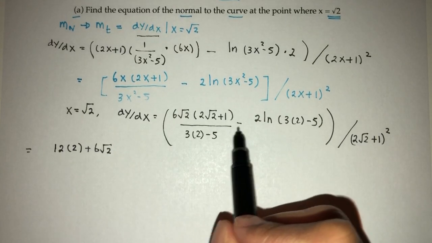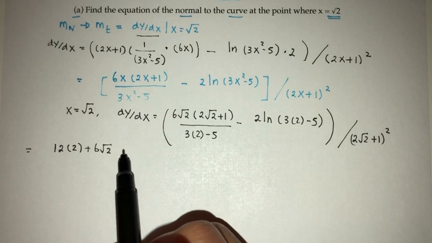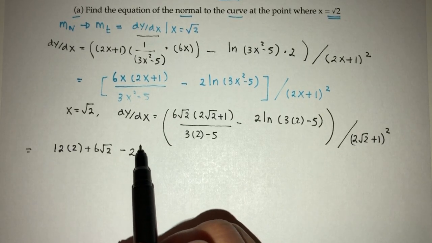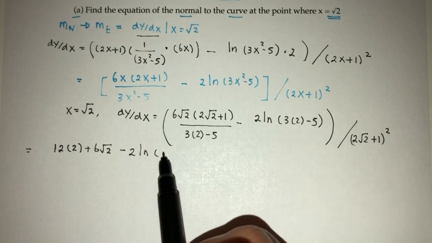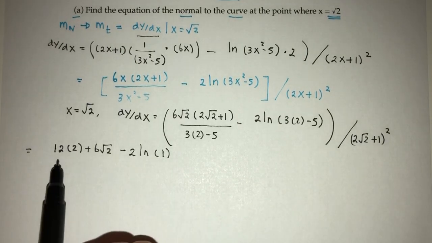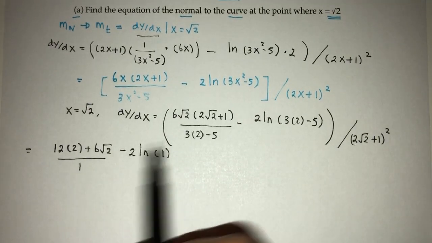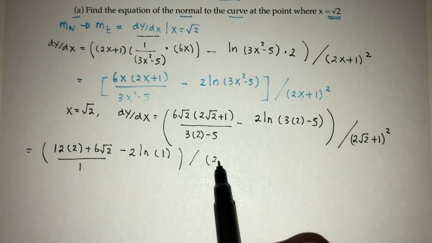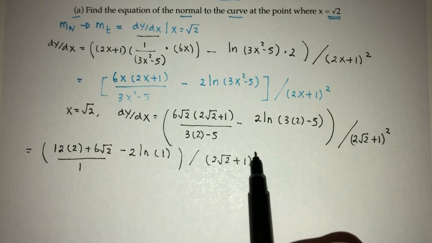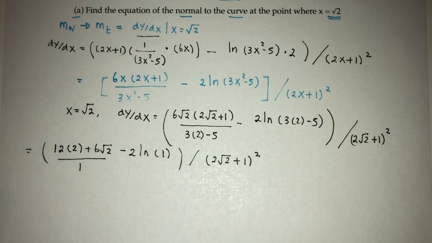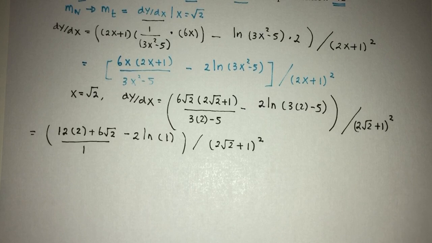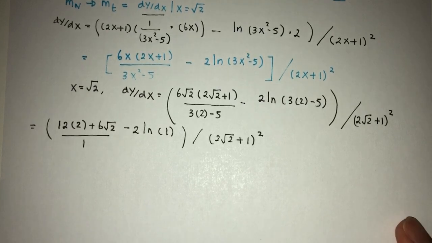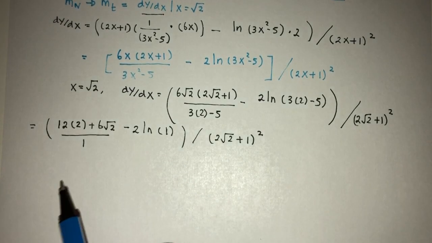Then here we are minus, so it becomes minus 2 ln 1. This is over 1, right? 6 minus 5 is 1, and everything divided by 2 root 2 plus 1. Okay, so now let's simplify. Look, it's pretty easy to make mistakes. You can see it is a long thing to do. So if you see any mistakes, let me know. I usually make silly mistakes, but for now I think it should be fine. So let me know if you see something that is not good.